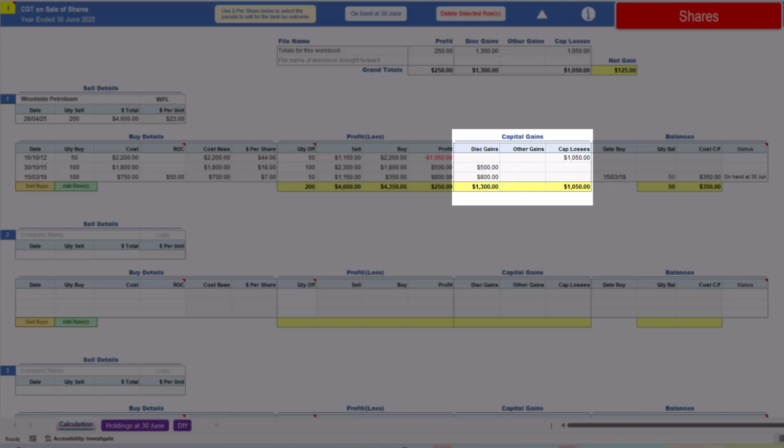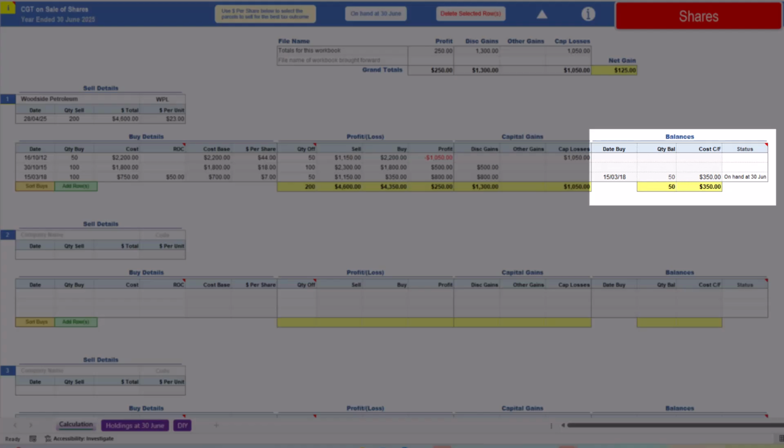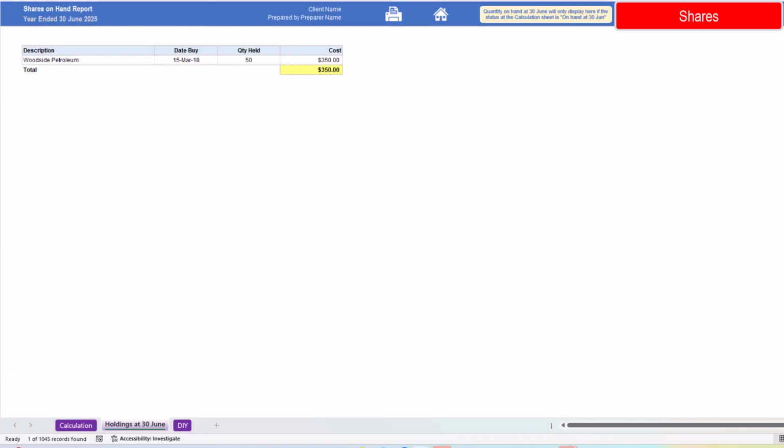The next section is the capital gains section, where you can see the type of gain, or alternatively the loss, from the sale of each parcel. And the last section shows the balance on hand from each parcel after this sale, including acquisition date, quantity and cost base. In this section under status, select either sold later this year and copy and paste the balance details to the buy details section in that latter sale, or select on hand at 30 June, and the details will be transferred to the holdings at 30th June sheet as shown on the screen.